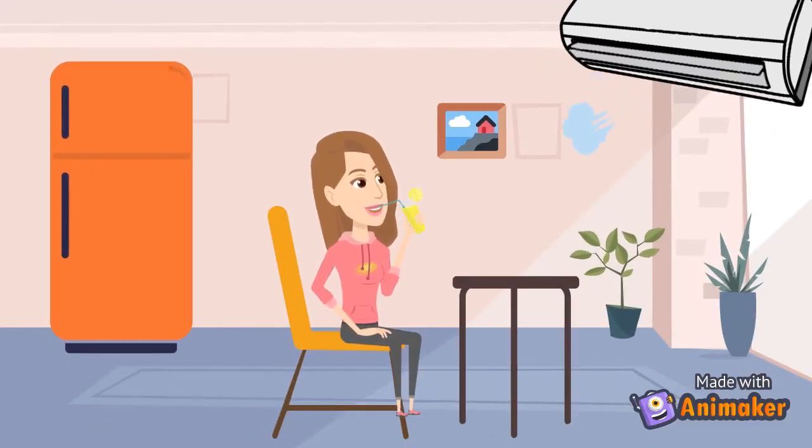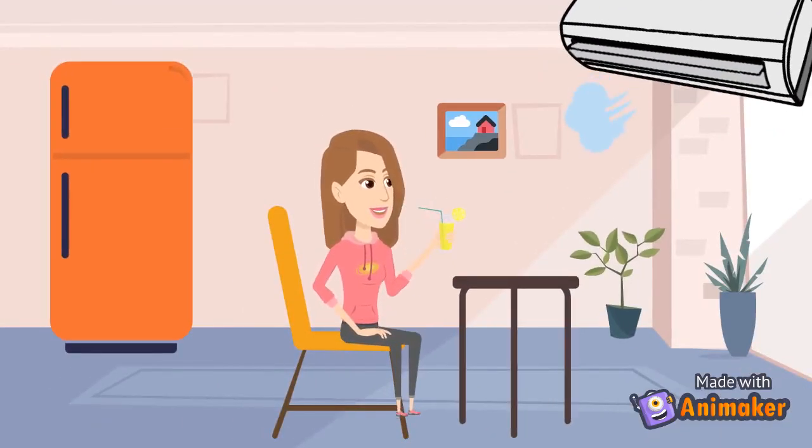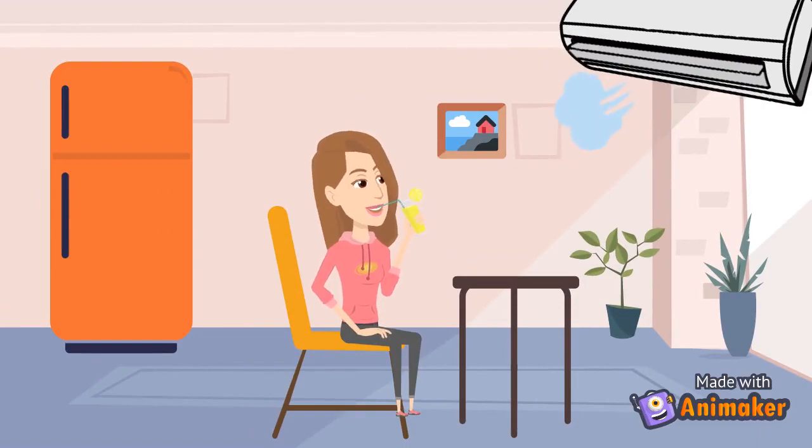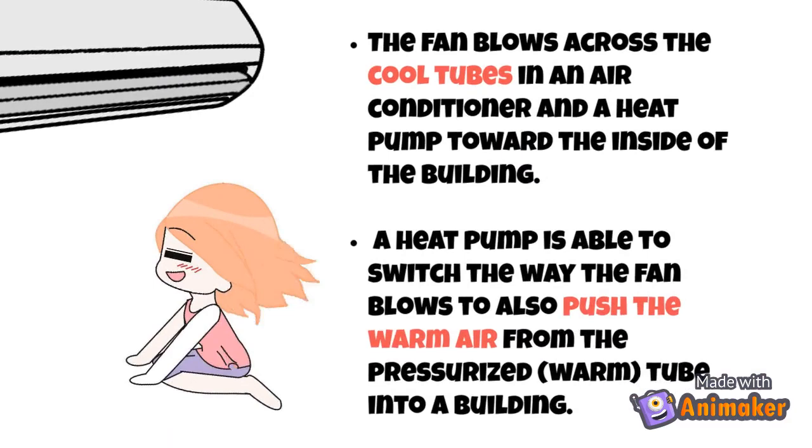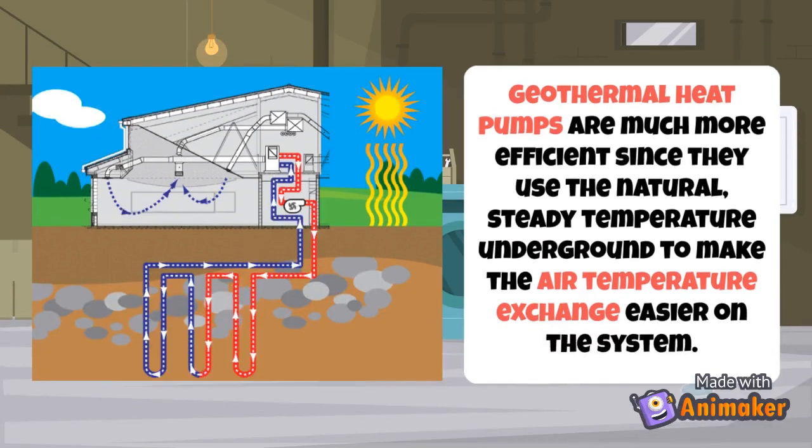We can also relate chemical kinetics to appliances in our house. Examples of this are refrigerators and aircon. The fan blows across the cool tubes in an air conditioner and a heat pump toward the inside of the building. A heat pump is able to switch the way the fan blows to also push the warm air from the pressurized tube into a building. Geothermal heat pumps are much more efficient since they use the natural, steady temperature underground to make the air temperature exchange easy on the system.